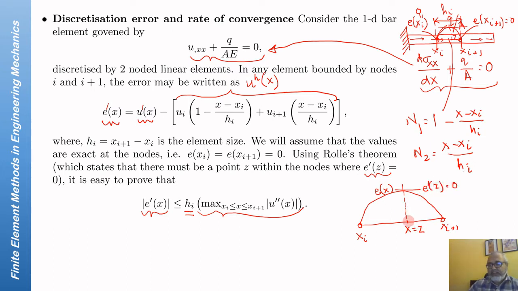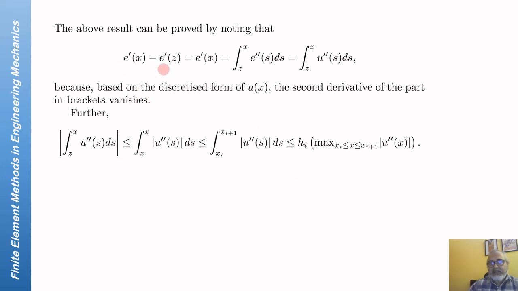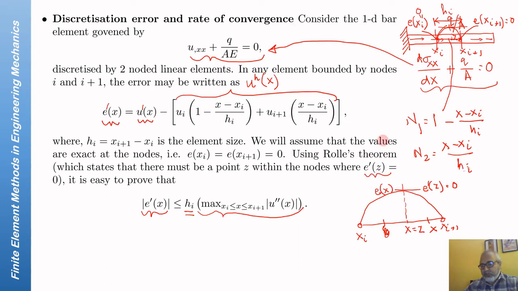So if E prime z is equal to 0, then at any point x here, let's take it on the right hand side, we can write E prime x as E prime x minus E prime z, which is equal to E prime x itself because E prime z is 0, as the integral from z to x of E double prime taken over this interval. So we can take E double prime from here to here and integrate it to get the E prime at this point.